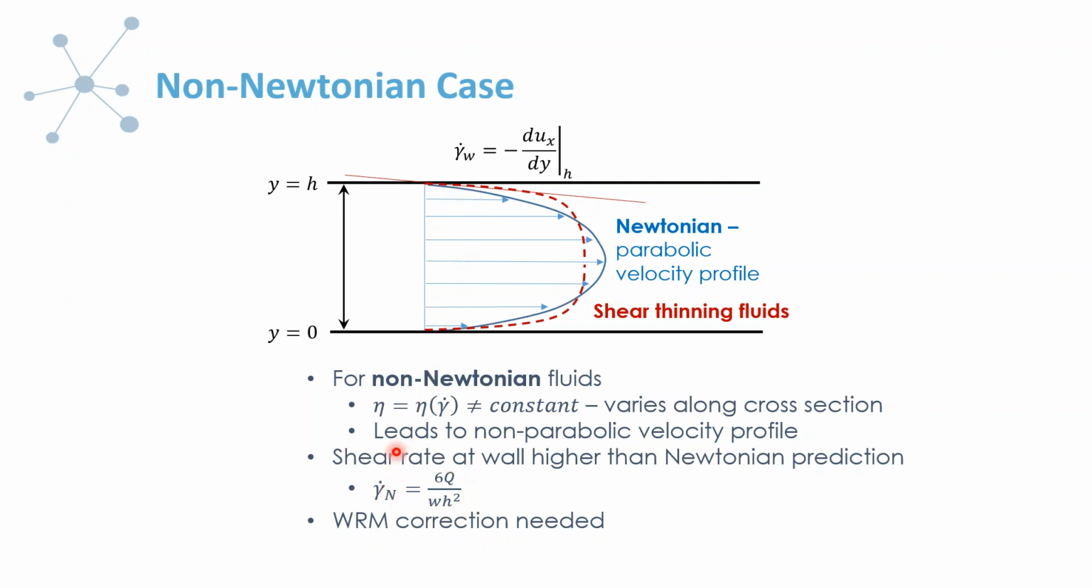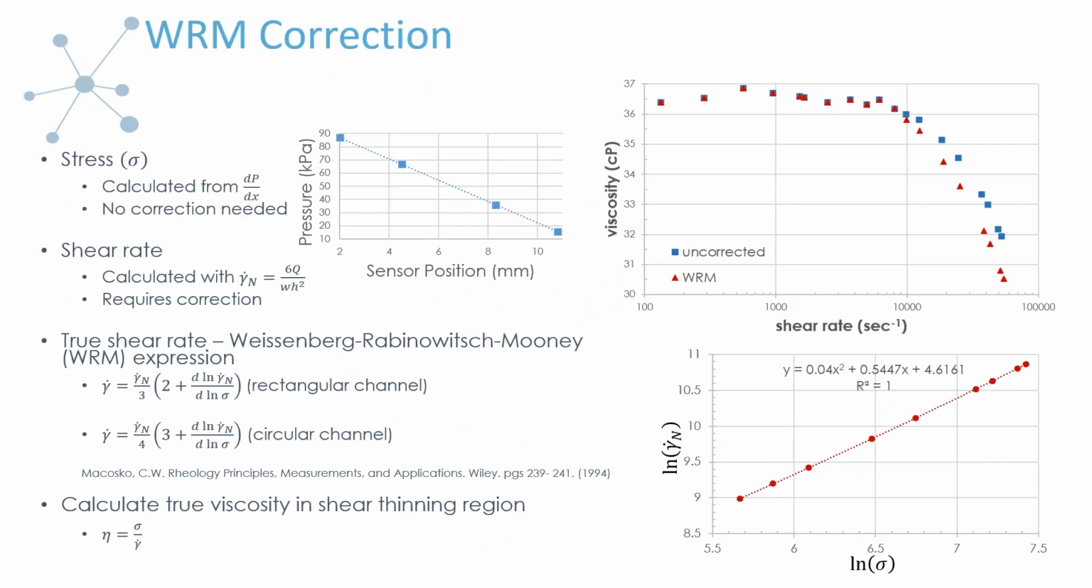So, and this is the equation, again, that we use to calculate shear rate. This is assuming Newtonian behavior. And because when we have shear thinning fluids, we no longer have Newtonian behavior, we need to do some quick math to correct the shear rate and thus correct our viscosity measurements. And so, go through the WRM correction quickly.